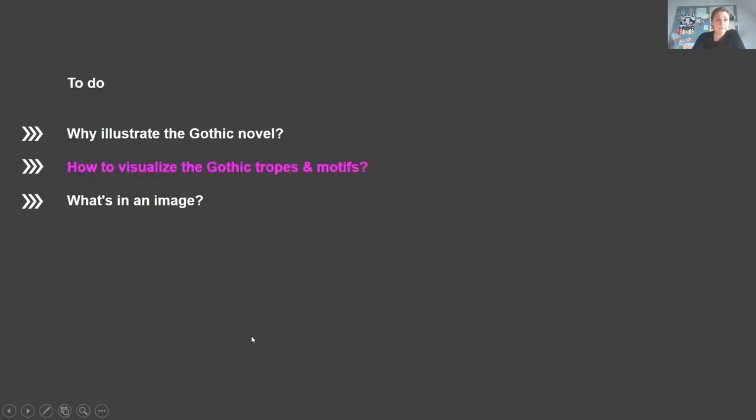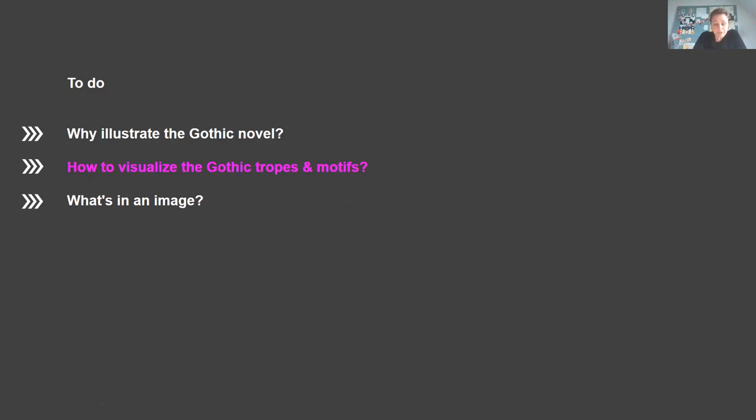Let's go on. Next point, how to visualize the Gothic tropes and motifs. As I mentioned before, the genre of the Gothic and its specific tropes were somehow new, not only for the audience, but also for the artists that had to illustrate those tropes.